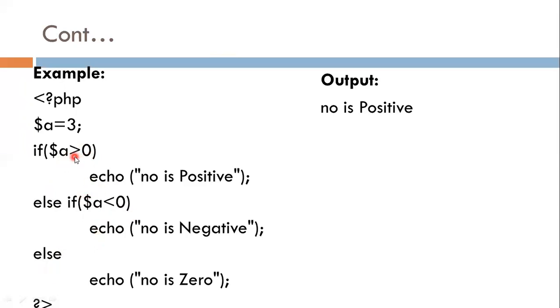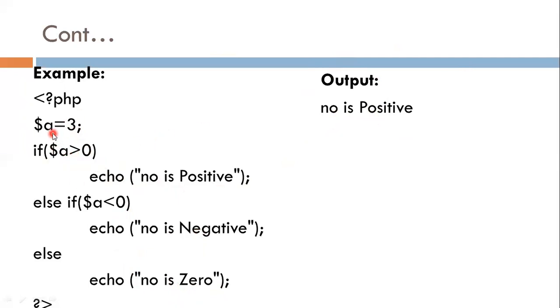So here, if the variable is greater than 0, then one print message, meaning echo message, is printed: number is positive. If the variable value is less than 0, then number is negative. Otherwise the value is 0, so number is 0. Here the value of the variable is 3. So 3 greater than 0 is true, so the statement is executed, number is positive. So the output of this script is number is positive.